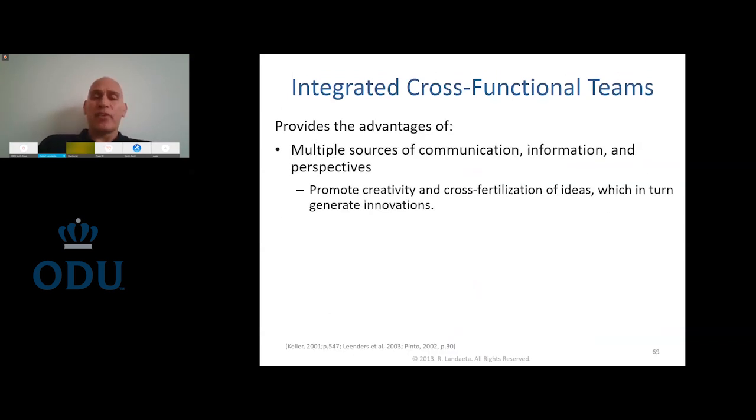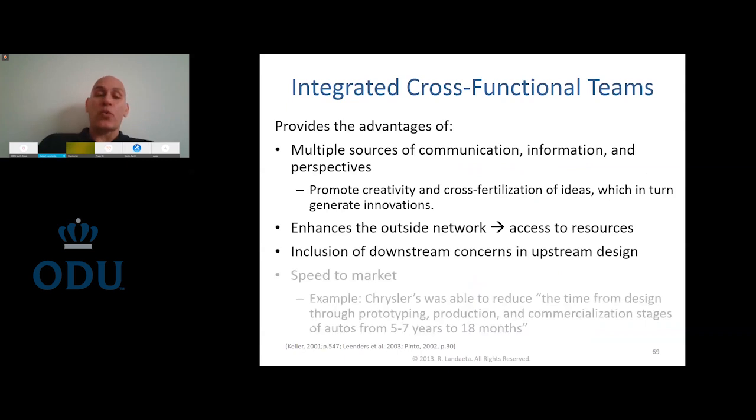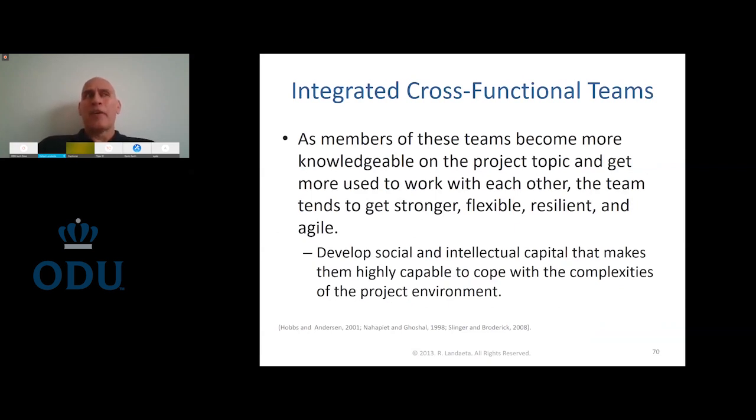It helps with different points of communication, having a network, collecting ideas from other people, and bringing forward issues that they may know will happen later in the development cycle. And what we have seen in practice is that companies have been able to shave development time and put products out faster when cross-functional teams are the ones making the decisions in a particular project. Now, we develop a social intellectual capital, and that lets them be way more efficient in operations as they remain together throughout time.